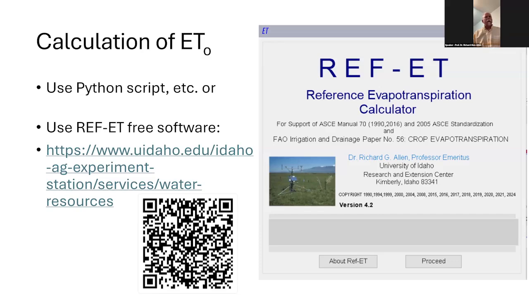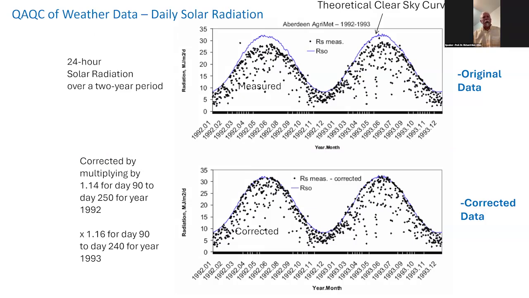Louis already talked about QA/QC. That is so important. We cannot overemphasize the importance of having good quality data to calculate good quality ETo and ultimately crop evapotranspiration. So this is just showing, like Louis showed, a before and after, top and bottom. And the corrections can be simple if it's just due to a pyranometer miscalibration or drifting of the calibration. Here, we multiplied some days in the first year by 1.4 simply and elevated the measured data up to the clear sky curve. Second year by 1.16. So these adjustments can be determined automatically using that theoretical clear sky curve, that blue line. It's just based on geometry.